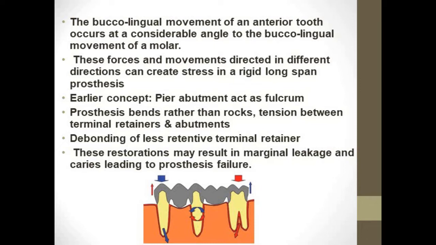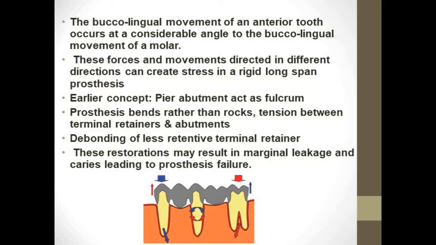Earlier it was theorized that the forces are transmitted to the terminal retainers as a result of the middle abutment, that is the pier abutment, acting as the fulcrum, which causes failure. So here in the picture you can see when there is a load on one end, the other end tends to lift up with the pier abutment acting as the fulcrum. This was the earlier concept.